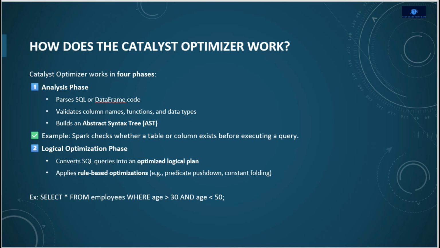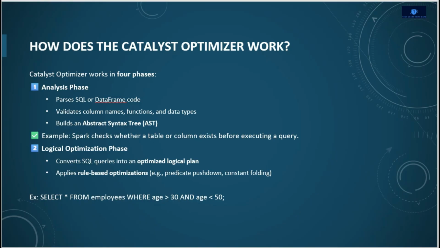The next question is, how does the Catalyst Optimizer work? It works in four phases. The first one is the analysis phase. First it analyzes the SQL or DataFrame code. Once it has analyzed it, it validates column names, functions, and data types. Once that is complete, it builds an abstract syntax tree. For example, Spark checks whether a table or column exists before executing a query.